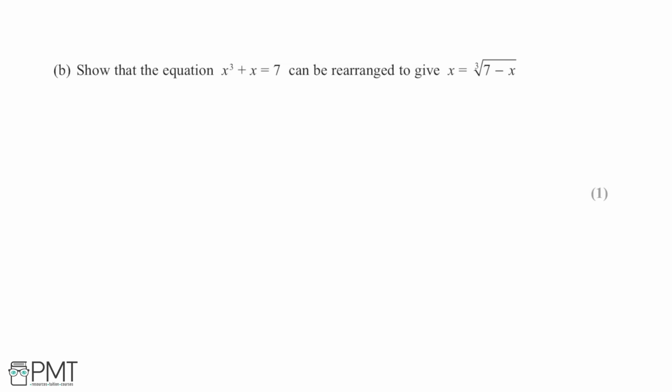Now in this question we're asked to show that the equation x cubed plus x equals 7 can be rearranged to give x equals the cubed root of 7 minus x. Now initially what I'm realising here is that we have a cubed root in this expression that we're trying to find, and over here we have an x cubed. So if we can get some expression equal to x cubed, when we find the cubed root of it, we're going to have x equals something.